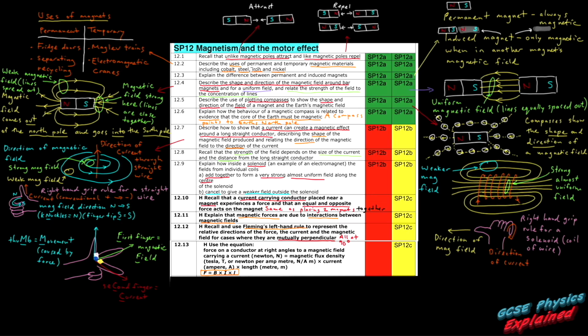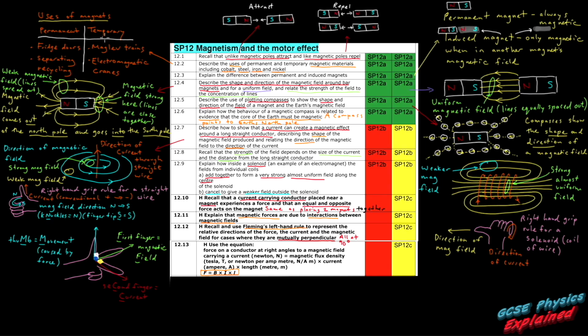Describe the uses of permanent and temporary magnetic materials, including cobalt, steel, iron and nickel. Well, the first thing is, make sure you know that they are the four magnetic materials that you'll need to talk about at GCSE. And the uses of permanent magnets, for 1 mark, you use them in a fridge door, or for separating recycling, like steel cans from aluminium cans.